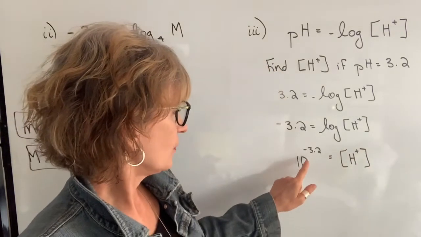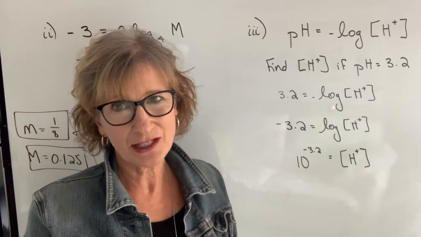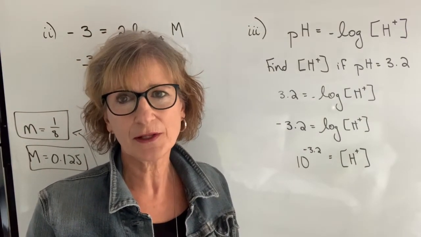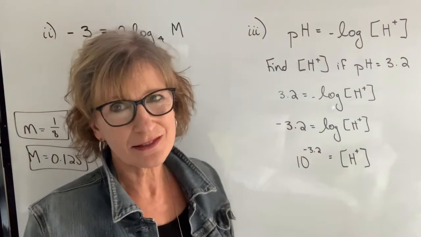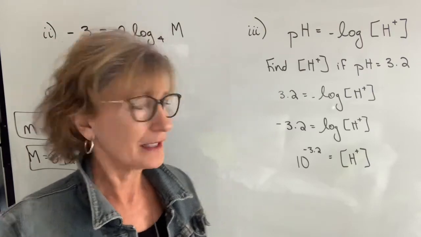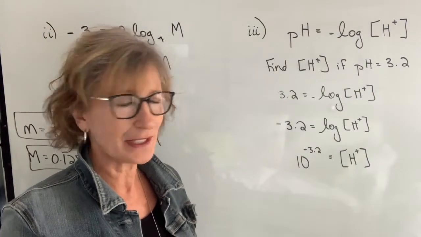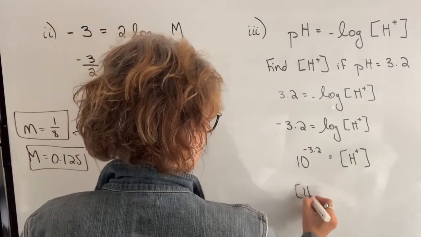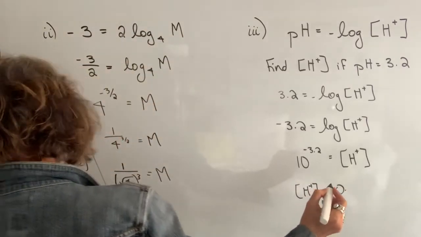When you're dealing with powers of 10, if you have integers, you can leave them. If that had been just a negative 3, I could leave it as 10 to the negative 3. I don't need to evaluate that. But if my exponent is a decimal value, I need to calculate that. So I'm going to use my anti-log function, or my 10 to the x key on my calculator, and I will get 0.00063.